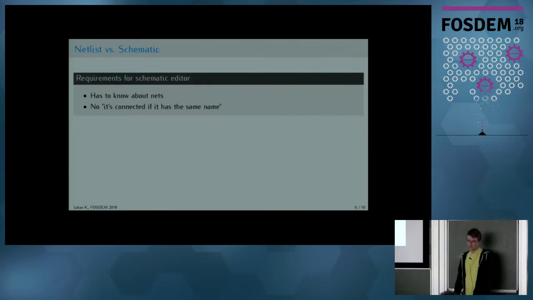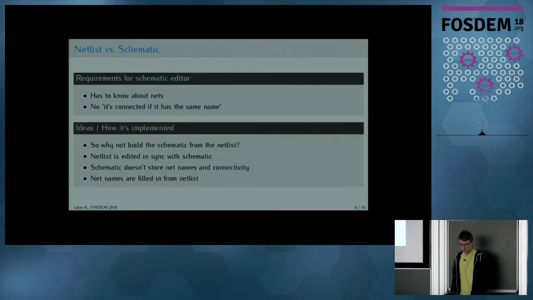And as I already said, I wanted a schematic editor that actually knows about nets. So we could always generate a netlist on the fly, but that seemed kind of silly to me. So that's how it's implemented. The netlist is edited in parallel with the schematic, and the actual connections are defined from the netlist and net names. The schematic reads the net names from the netlist and places the appropriate labels and stuff if they are there.